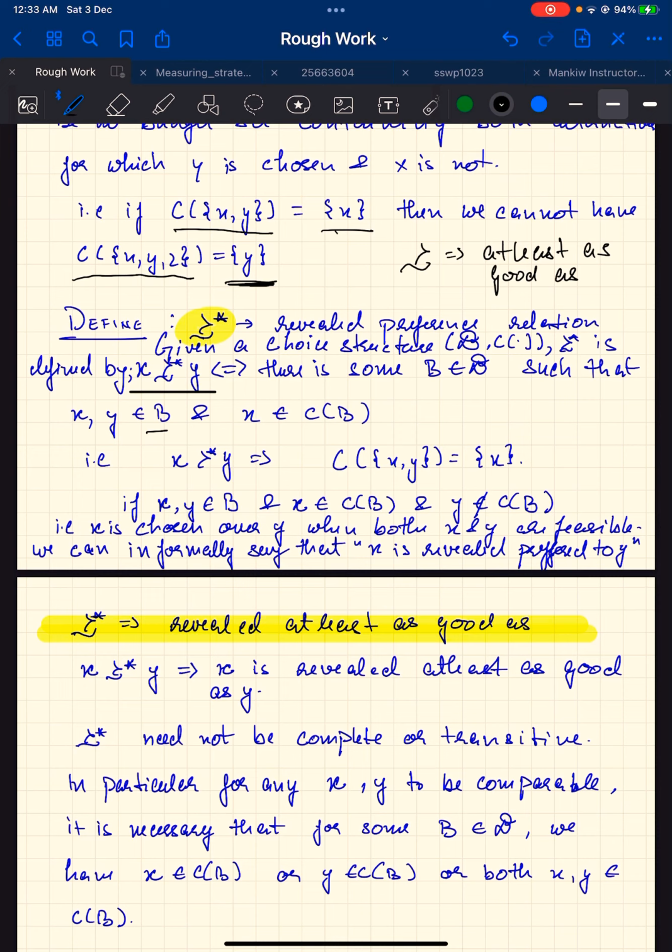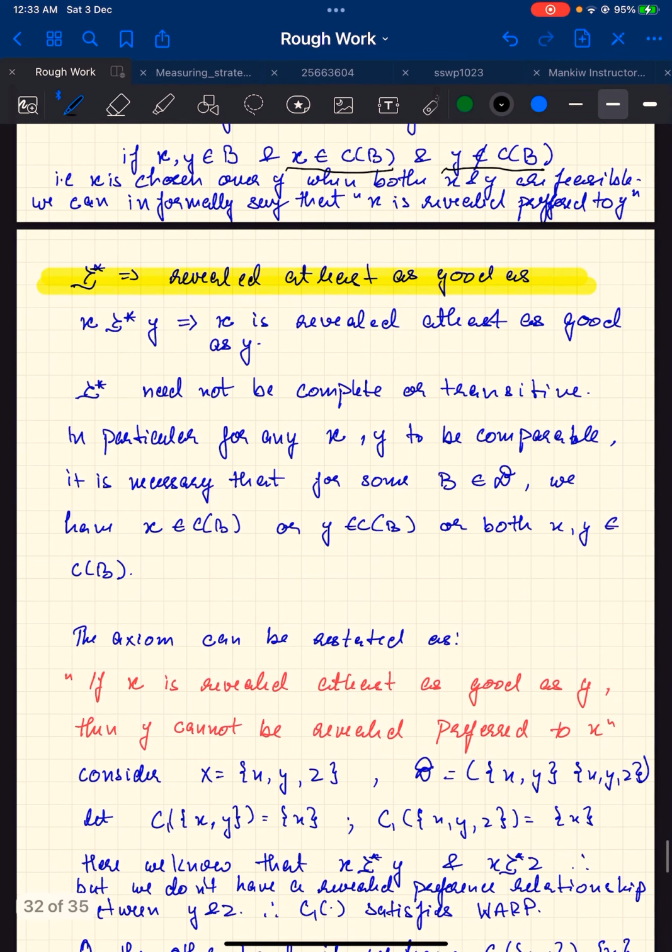The revealed at least as good as relation, or the revealed preference relation, is when, faced with X and Y, the individual chooses X. We can also informally state that X belongs to the choice set of B, but Y does not belong to the choice set of B. And informally, we can say that X is revealed preferred to Y.